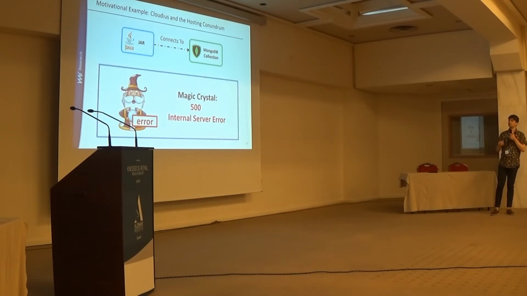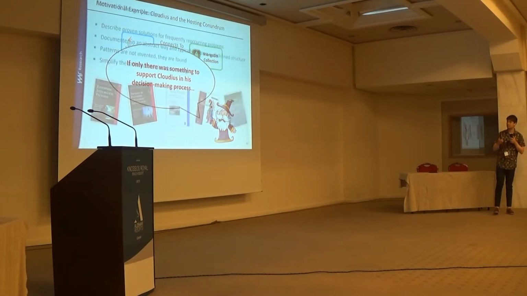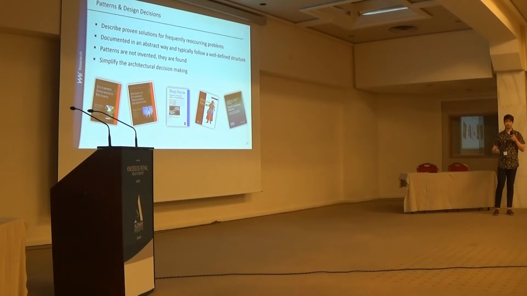So Magic Crystal gives us an internal server error, and Claudius is in shambles. If only there was something to help Claudius with this decision-making process. Luckily we have patterns, as was presented nicely by Johanna yesterday. They are described as nuggets of advice, describing solutions to reoccurring problems in specific contexts. They are documented in an abstract way, but at the same time they have a very clear structure and they are easy to follow. They are not invented, they are captured, and they intend to help us simplify architectural decision making.